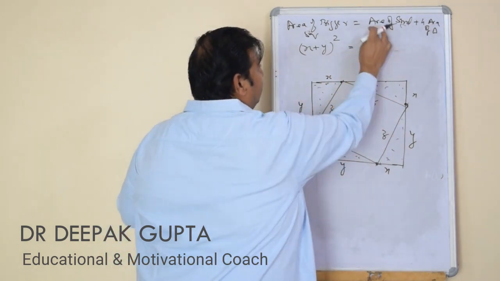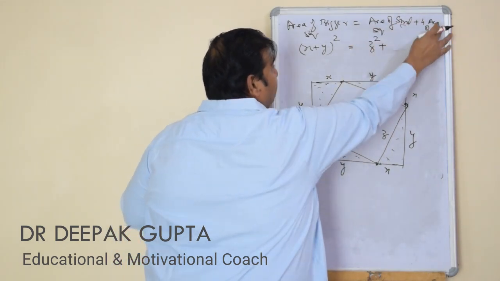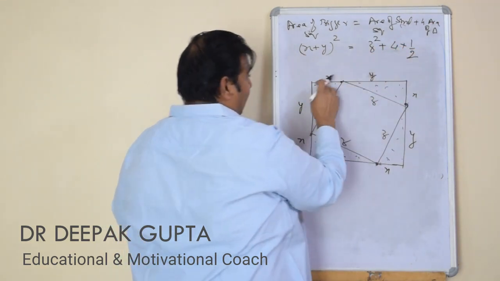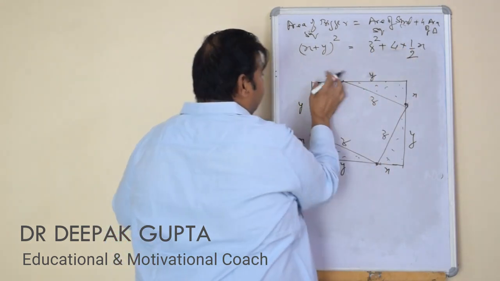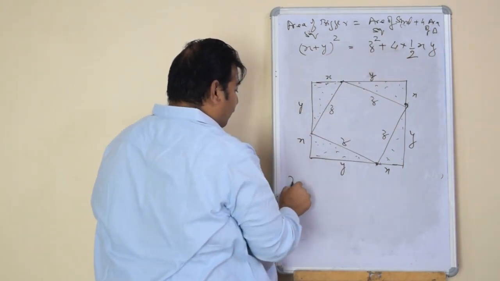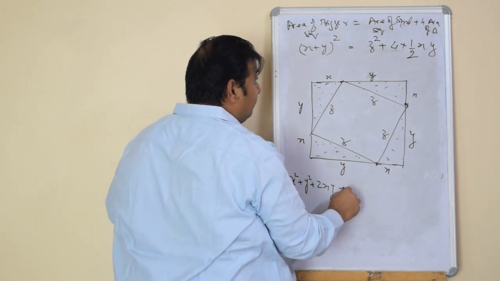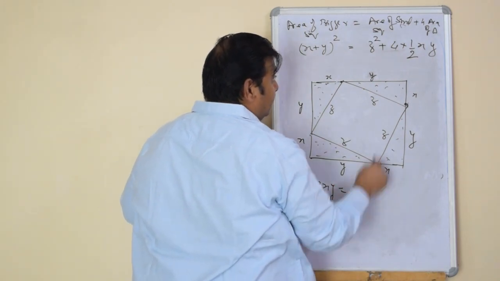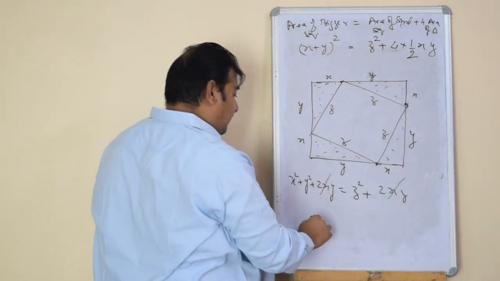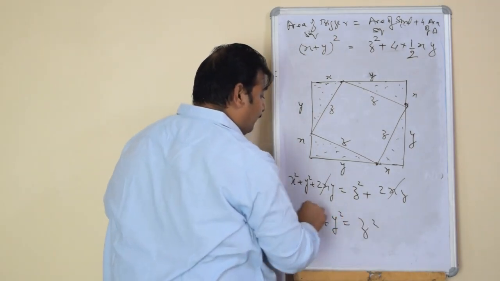What is the area of the small square? It is z into z, that is z square. And what about the 4 triangles? What is the formula for the area of a triangle? We know, half base into height. This is base and this is height. Now, x plus y whole square: we know a square plus b square plus 2ab. We are using the identity. This is z square. This 4 times half is 2, and it becomes 2xy. So 2xy and 2xy cancel, and here comes our famous Pythagoras theorem.